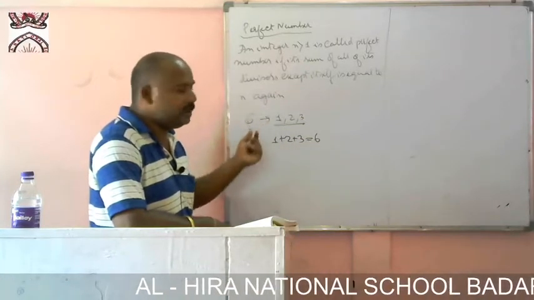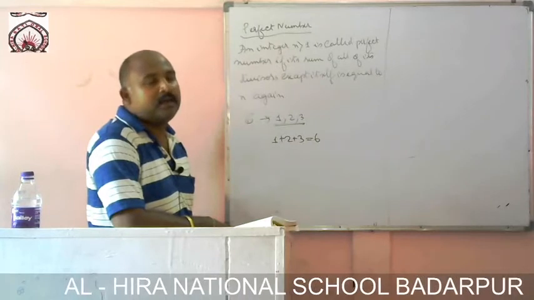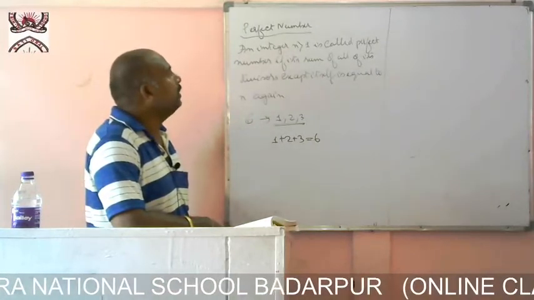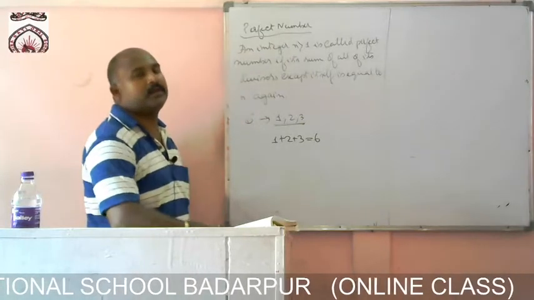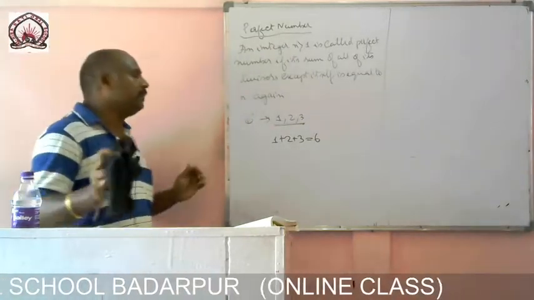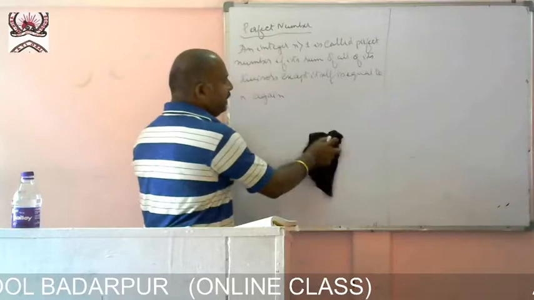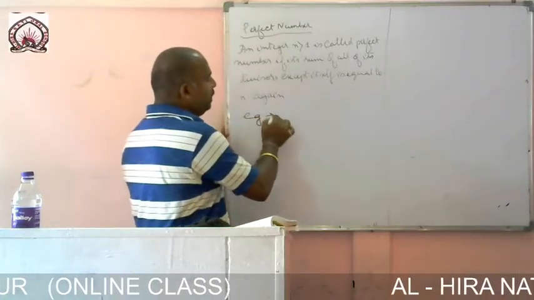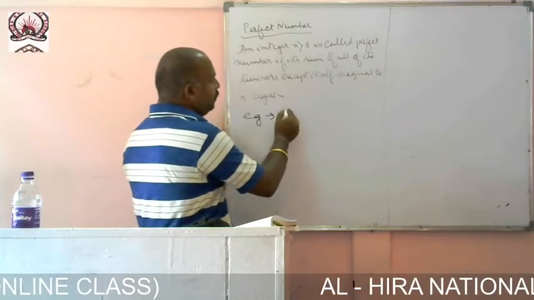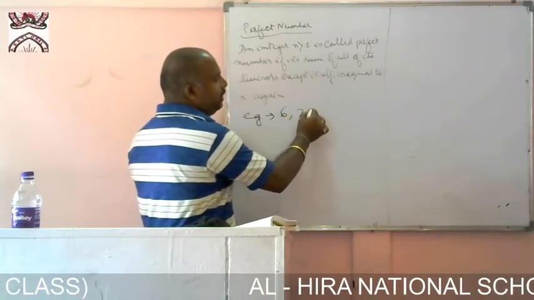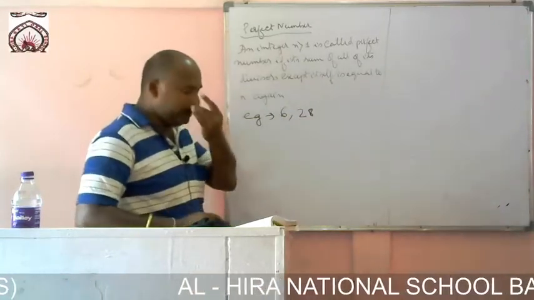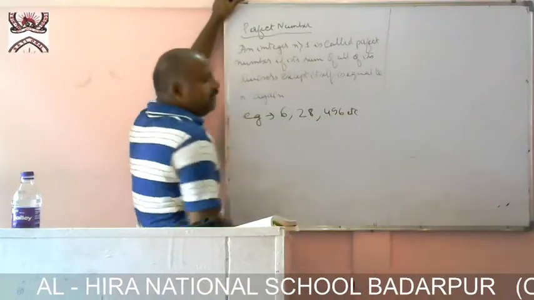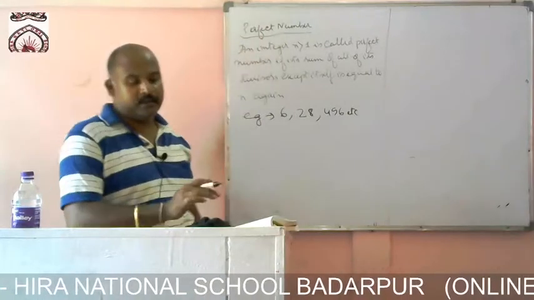So if I add all the divisors except itself, we get the number 6. So 6 is what type of number? Not a perfect square number, but a perfect number. Examples of perfect numbers are 6, then 28, then 496, etc. These are perfect numbers.